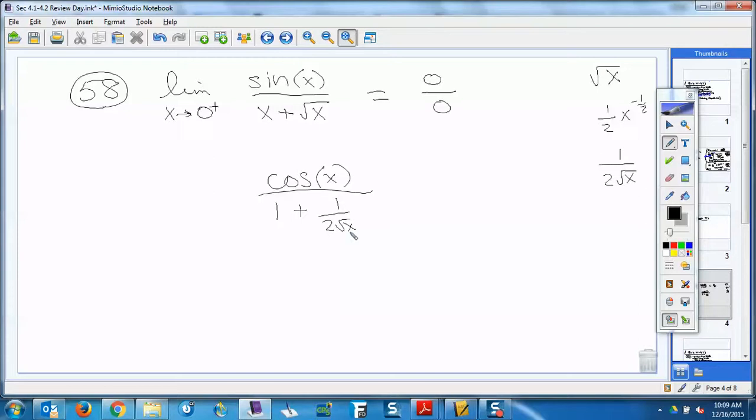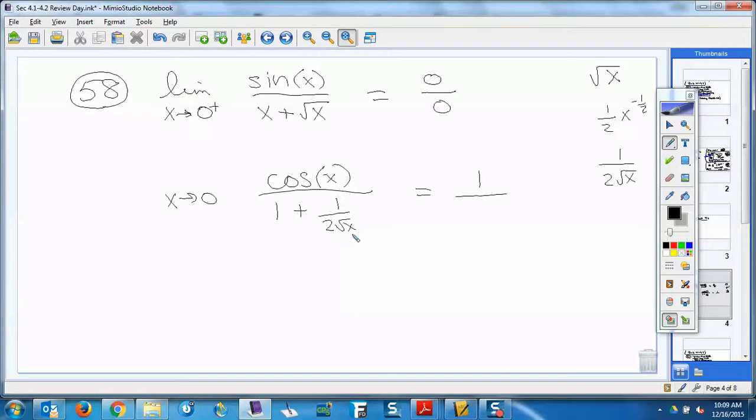Okay, so now what do we do after we've done that? Now we plug in our 0, right? We plug in our 0. Now what do you get right here? Let's start up here. What's cosine of 0? 1. And then what do you get down here? You get 1 over 0 here, right?